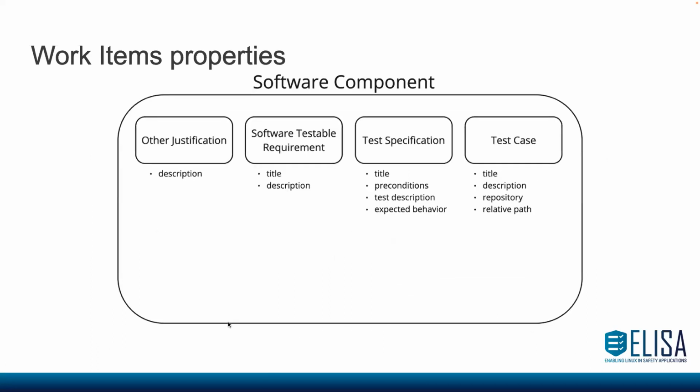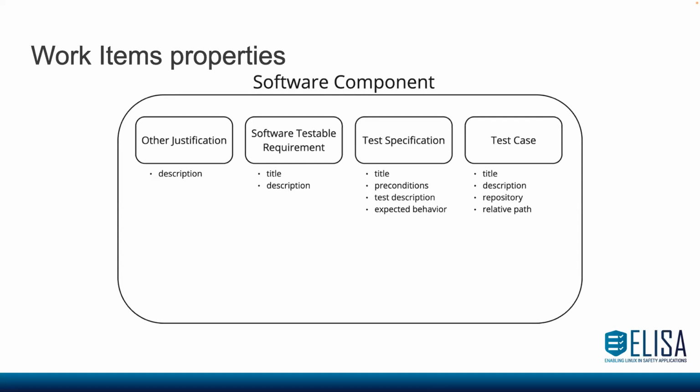So let's take a look at the fields that we can populate for each work item. This is just the first proposal. For other justification, we have just a description. For software testable requirement, we have a title and description. For test specification, we have a title, preconditions, test description, and expected behavior. And for test cases, we have a title, description, repository, and relative path. This set of fields is just a starting point, and we will extend it going forward.